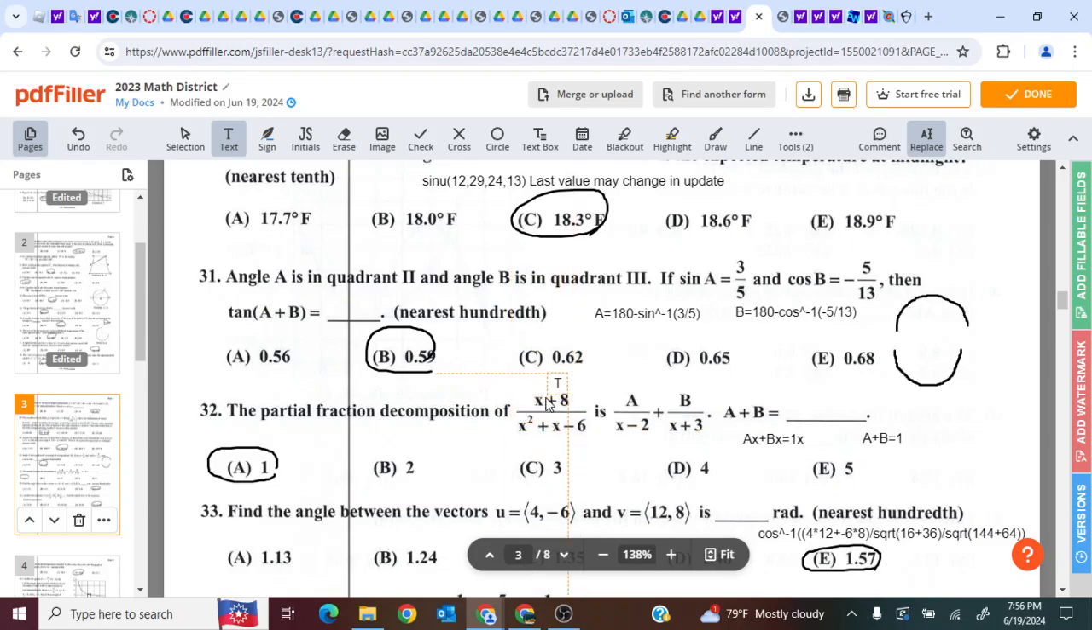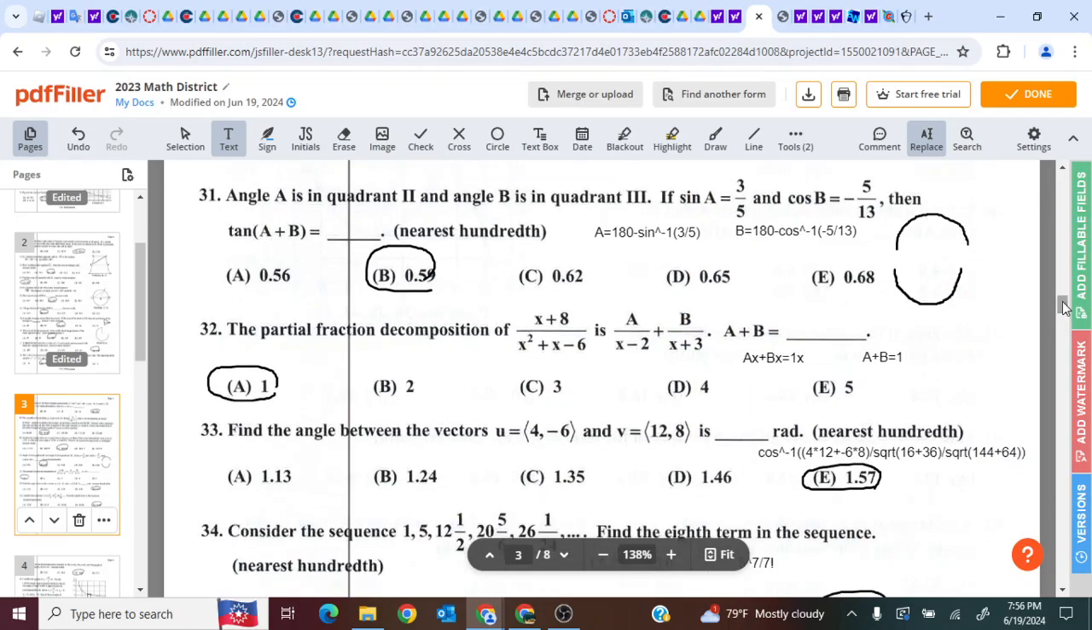Partial fraction decomposition of this is a over x minus 2 plus b over x plus 3. There's a quick way to do this. You have to realize that to create the denominator at the bottom, a is multiplied by x plus 3 and b is multiplied by x minus 2. Either way, ax plus bx has to be equal to this 1x over here. So simply remove all the x's and you get a plus b is 1.